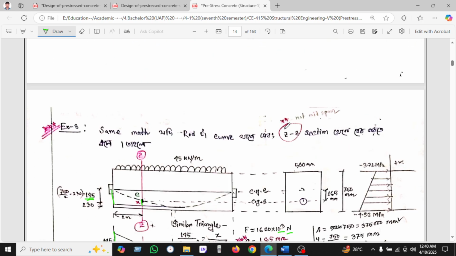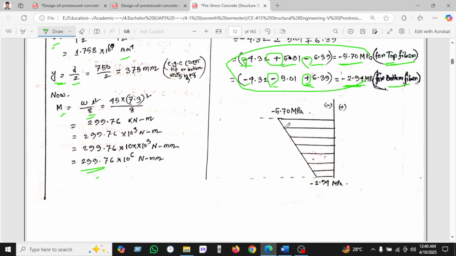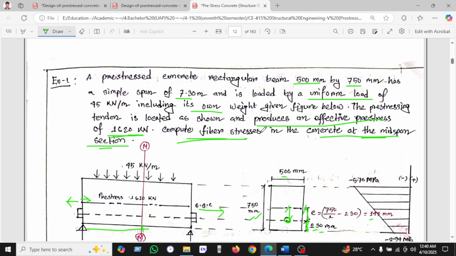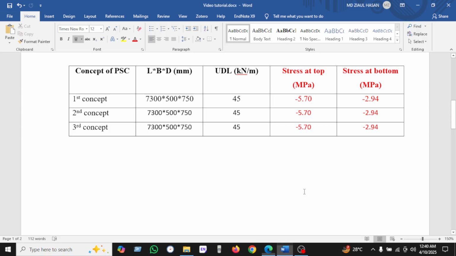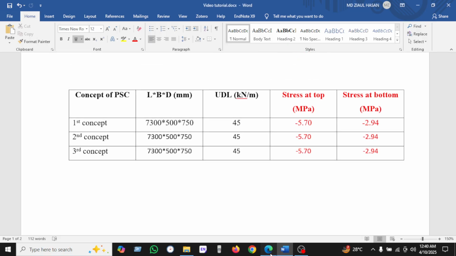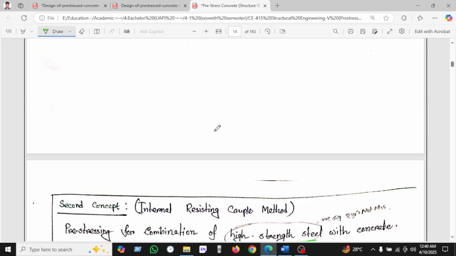If you go to the first method, this is the first concept. The result remains the same. So you can see that all the results are the same. Okay, so let's go to another example.